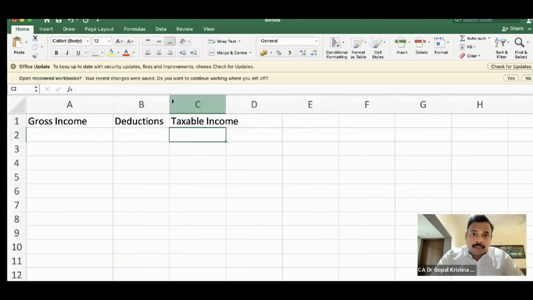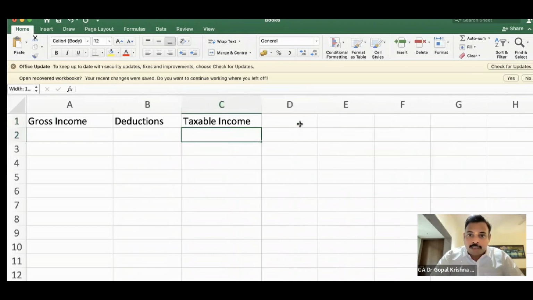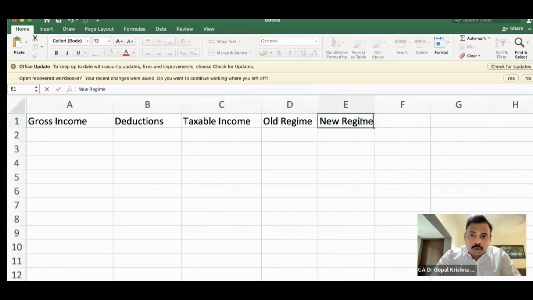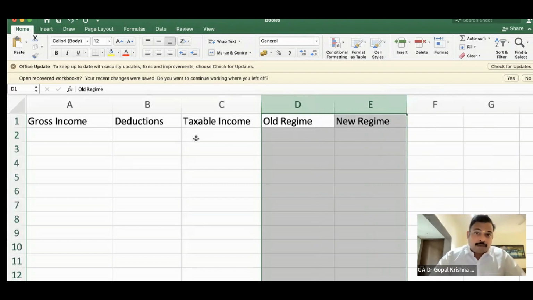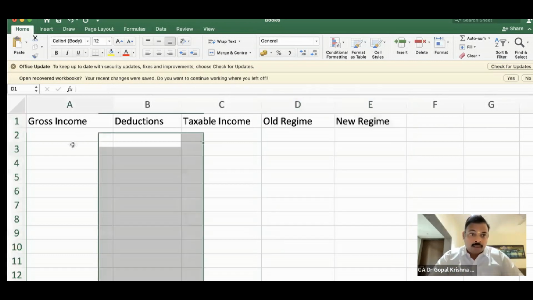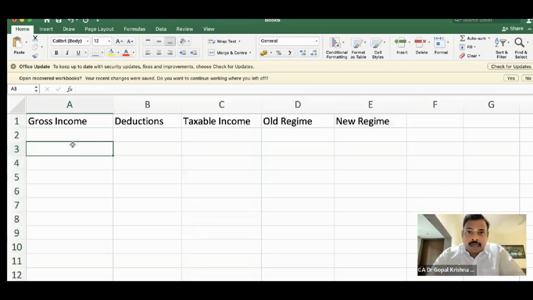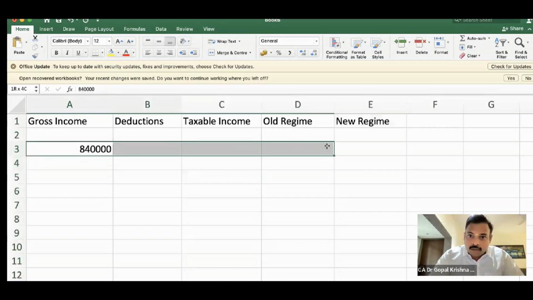Now, if you want to apply the old and the new, so this is your old regime, this is your new regime. And I'll just show you the difference between these two with respect to some numbers. Of course, above 15 lakhs, I'm not going to discuss at all. There will be some marginal difference. So let me take an example. So let me take the number as some monthly 70,000. So it is 8,40,000. Okay.